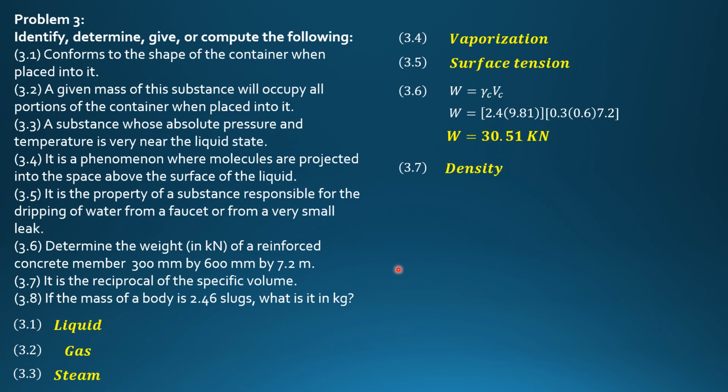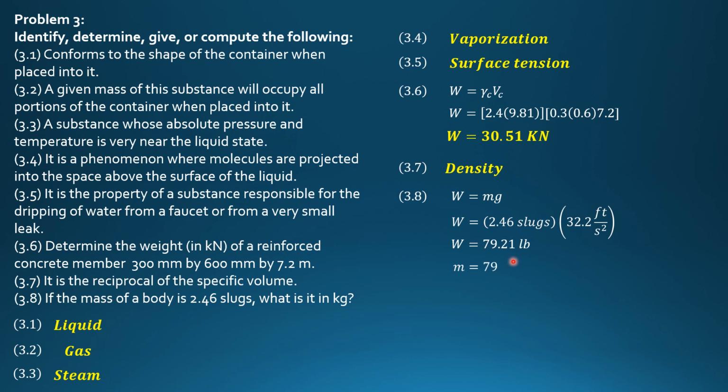Then lastly, if the mass of a body is 2.46 slugs, what is it in kilograms? So we begin with weight equals mass times g, acceleration due to gravity, because we are familiar with conversion from pounds to kilograms. So weight is 2.46 slugs times, we'll use 32.2 feet per second squared, although the more accurate is 32.174 feet per second squared. So let's just use 32.2. So weight is 79.21 pounds.